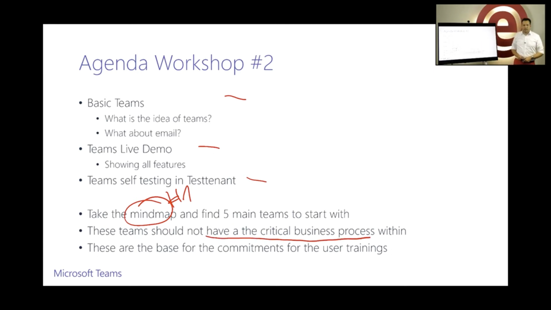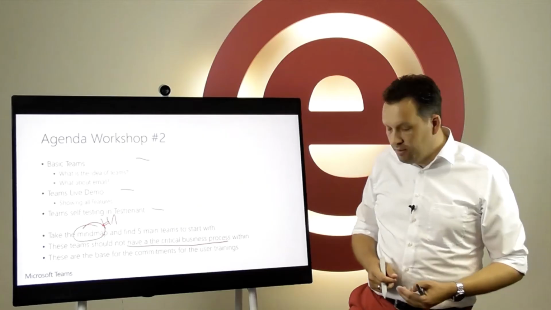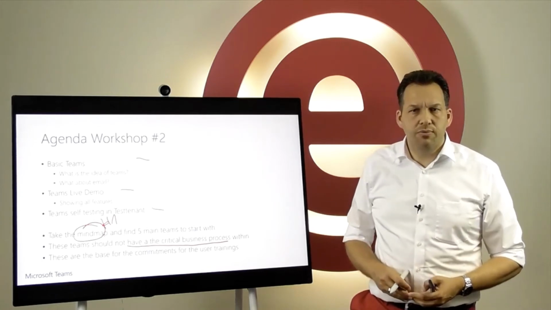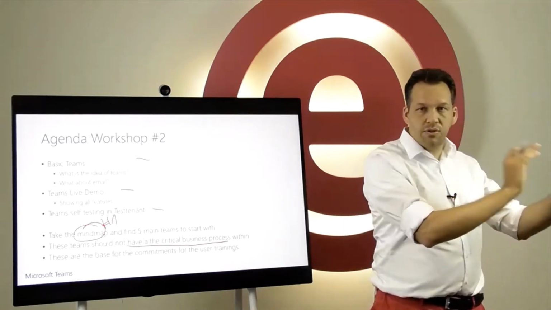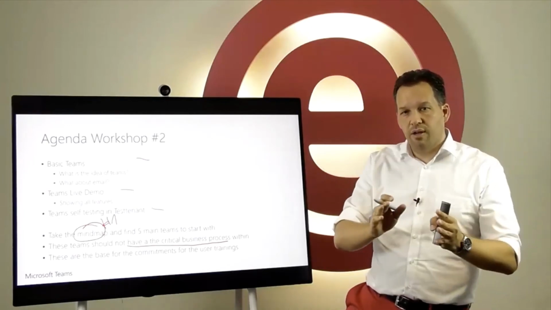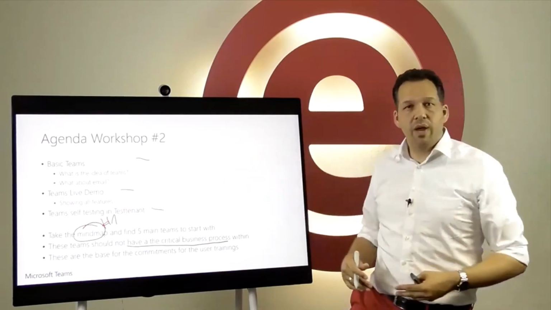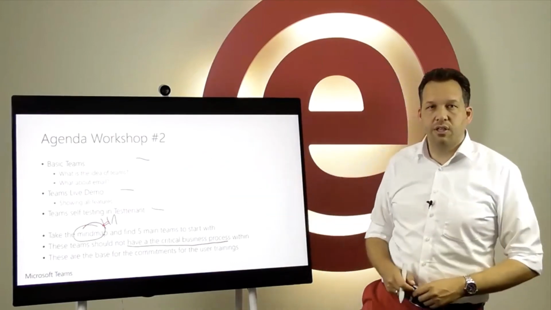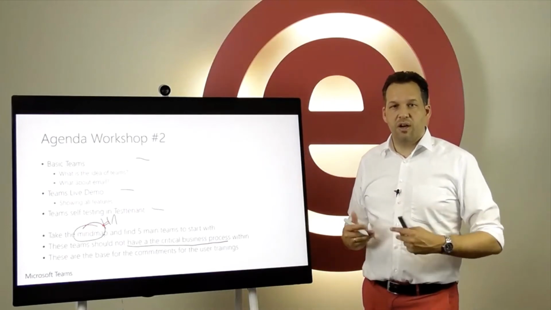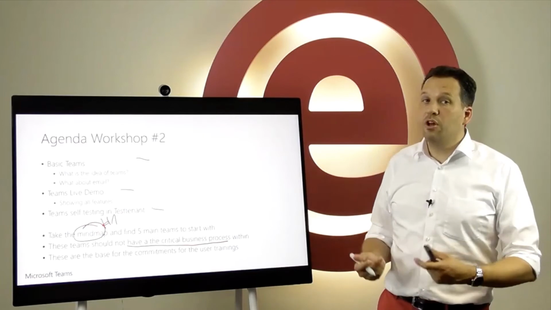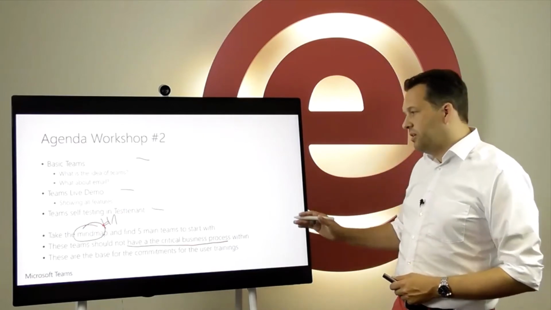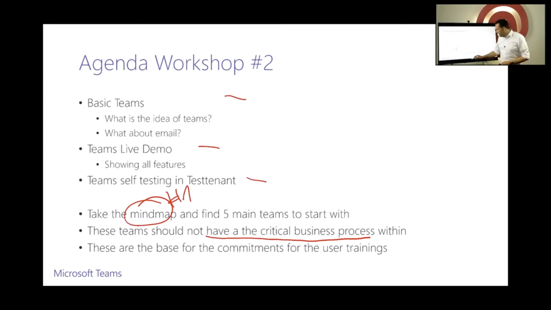I always recognize that when we are in the workshop, the team leaders say, oh, this is pretty cool, Teams. We can do our whole process, what we have from the start, from the beginning, over implementing, and then whatever comes after this. For all departments, we have one big thing for our customer in Teams. And I think this is not so good. We should not start with a business critical process, because when this does not work, you have a problem. So we need different processes. And these five are the base for the commitments for the user trainings. So we have to identify these in workshop number two.